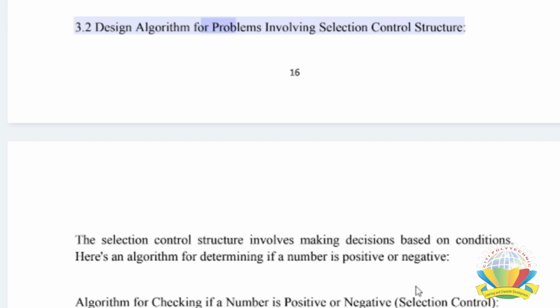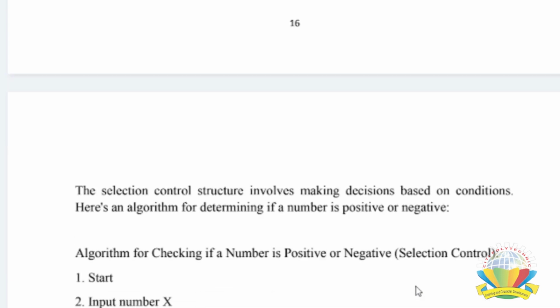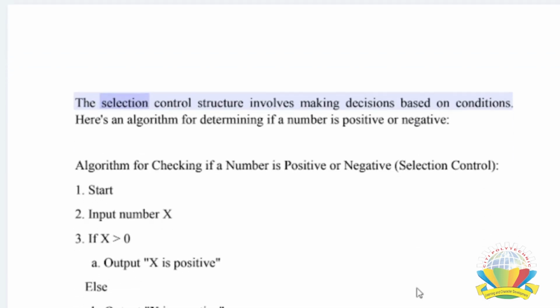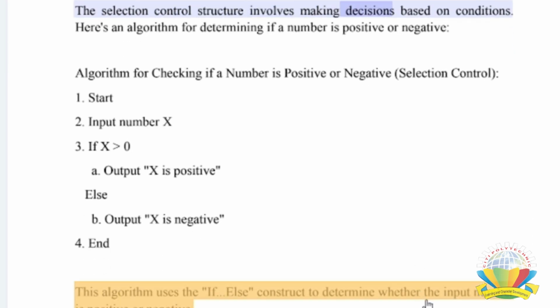3.2 Design algorithm for problems involving selection control structure. The selection control structure involves making decisions based on conditions. Here's an algorithm for determining if a number is positive or negative. Algorithm for checking if a number is positive or negative.